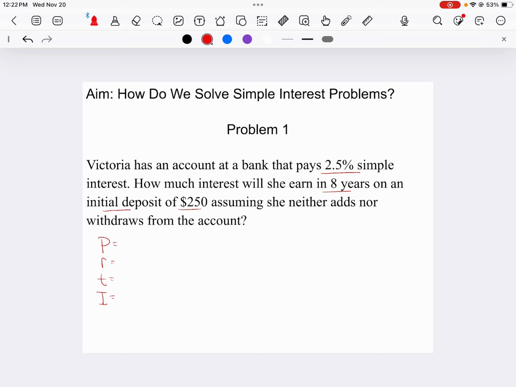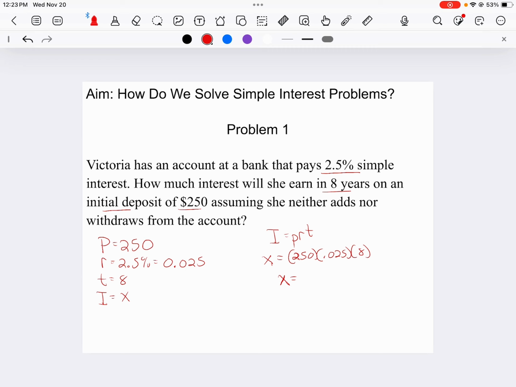The principal, which is the starting amount, in this case for Victoria, is $250. The rate is 2.5%, but as a decimal would be 0.025. The time is the 8 years, and the interest is the X, because that's what I'm looking for. Now I can just use my formula to substitute those numbers in. The interest is X, the principal is $250, the rate is 0.025, and the time is 8.